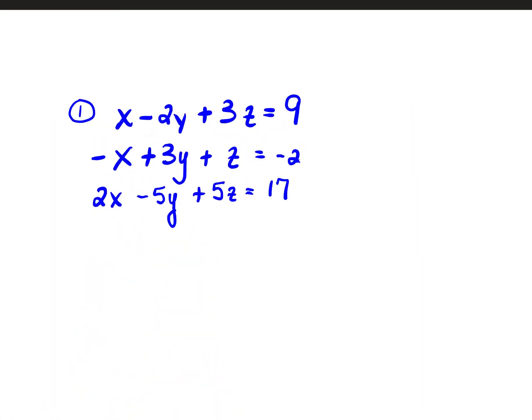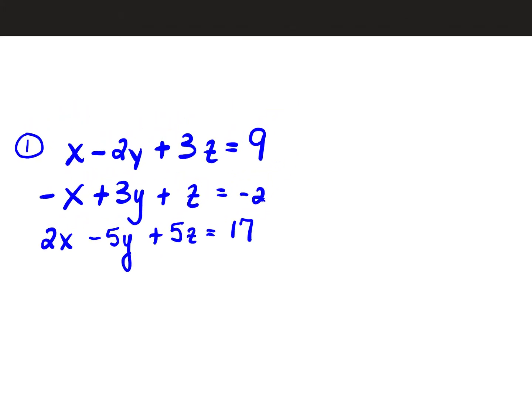If we look at the first example, we have x minus 2y plus 3z is equal to 9. Negative x plus 3y plus z is equal to negative 2. And 2x minus 5y plus 5z is equal to 17. I always, for some reason, use the top 2 to start with. And then I use the bottom with one of the 2 that I already used.